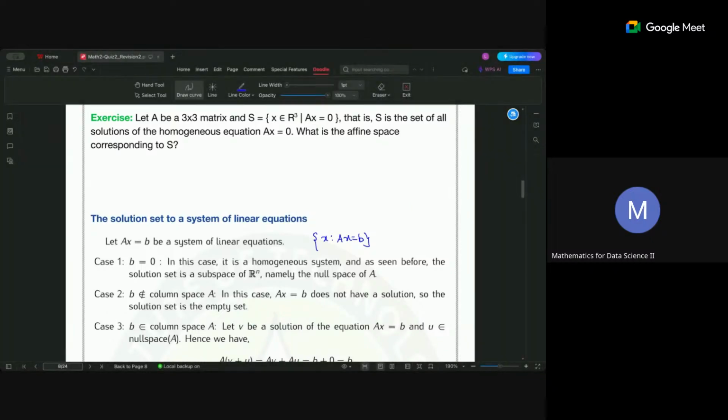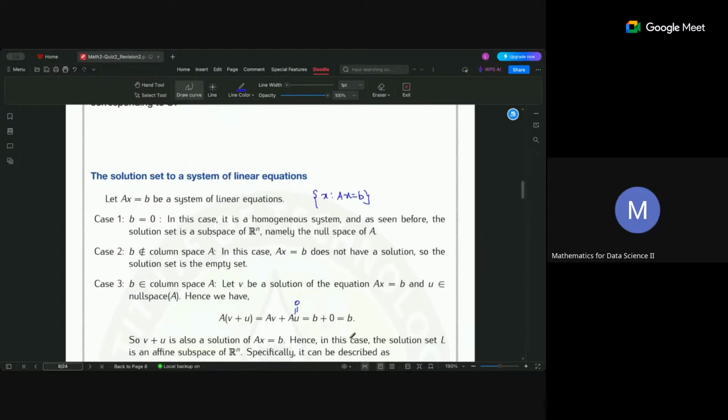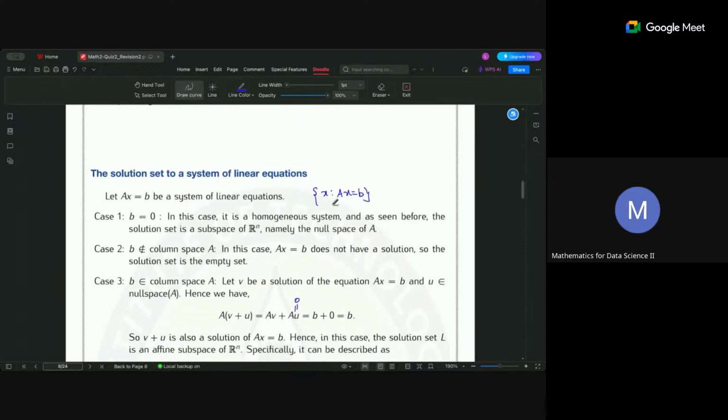In that case, this set becomes empty. Now suppose B is in the column space. Then what can you see? If B is in the column space, you know that this set has some solution, right? So there exists some element V. And what can you say about this V? AV, and you take any element U in the null space, then AV plus AU, this part becomes 0 because U is an element of the null space. So you get B plus 0. From this, you see that if V is a solution, then V plus U is also a solution of Ax equal to B.